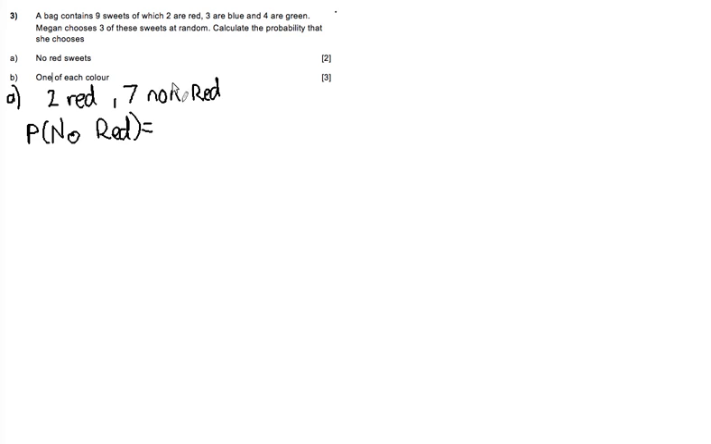okay, I want to know how many ways can I pick 3 non-reds from a total of 7, so I get 7 choose 3 over. I then want to know the number of ways that I can pick 3 sweets from 9, so that's 9 choose 3. And so I can then put this into my calculator. When I work it through my calculator, I get an answer of 5/12. And then we just leave that as a fraction, because that is then an exact value.